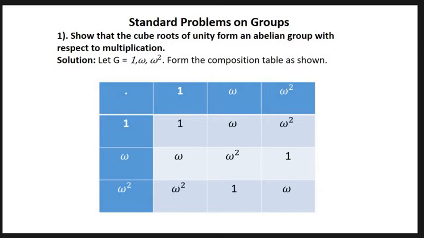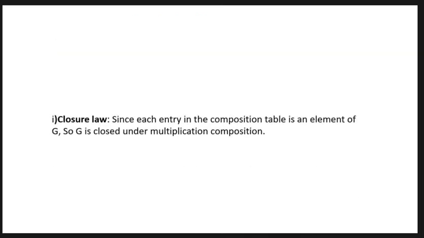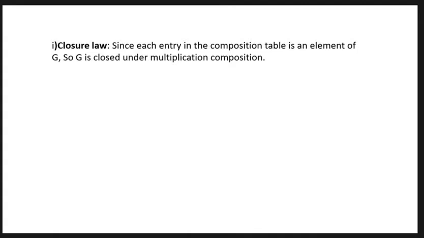Now we have filled the columns and rows of the table. They are 1, ω, ω²; ω, ω², 1; ω², 1, ω. All the entries of the composition table belong to the set G. Since each entry in the composition table is an element of G, G is closed under multiplication composition.